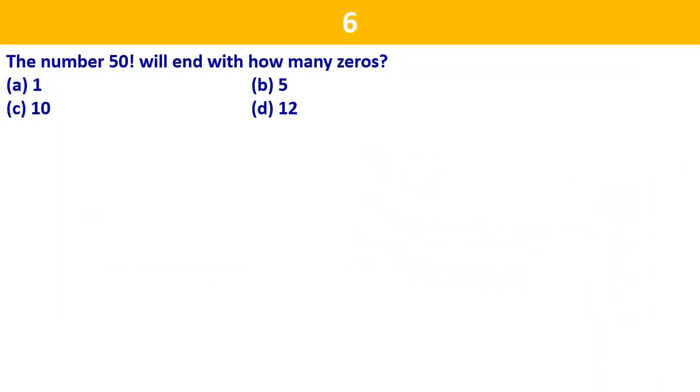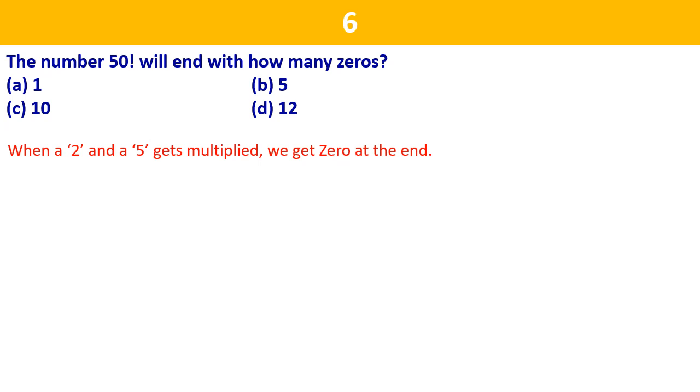Problem 6. The number 50 factorial will end with how many zeros? How do we get 0 at the end? When a number 2 and a number 5 get multiplied, we get 0 at the end. Or even when 5 gets multiplied with any even number, we get 0 at the end. So here what we will do is find the largest power of 2 in 50 factorial, and also the largest power of 5 in 50 factorial.